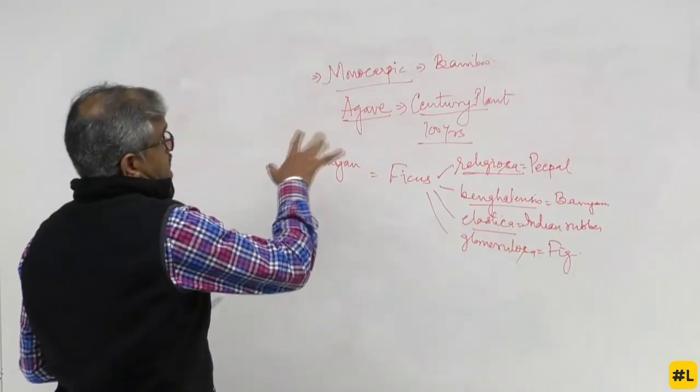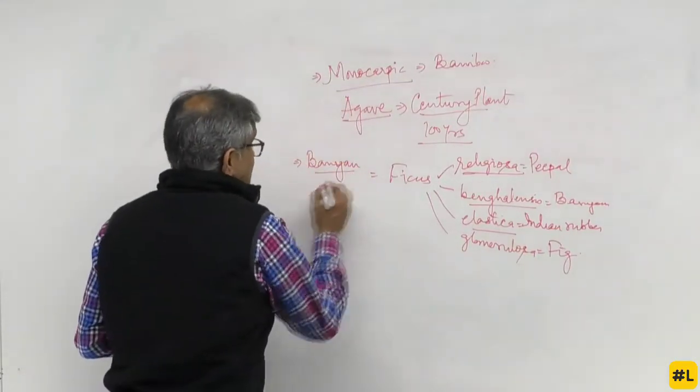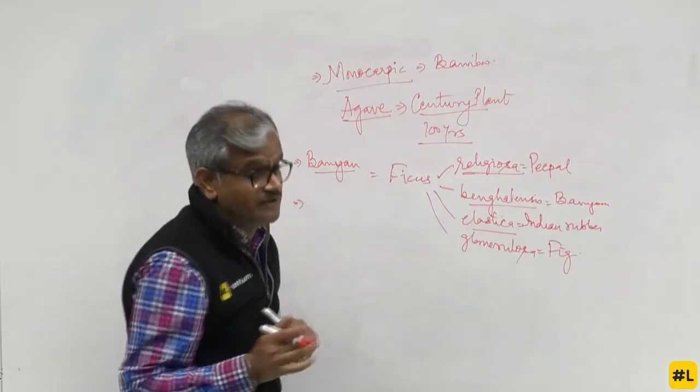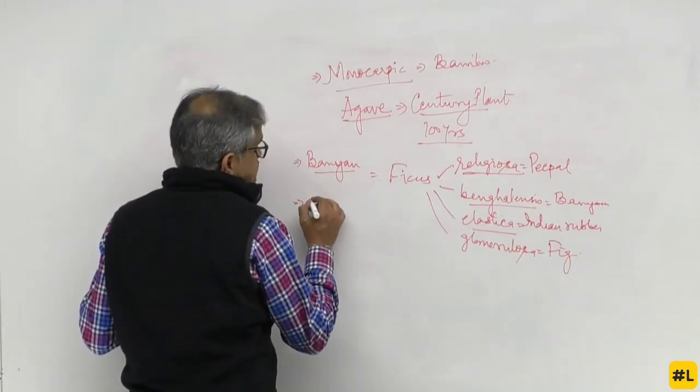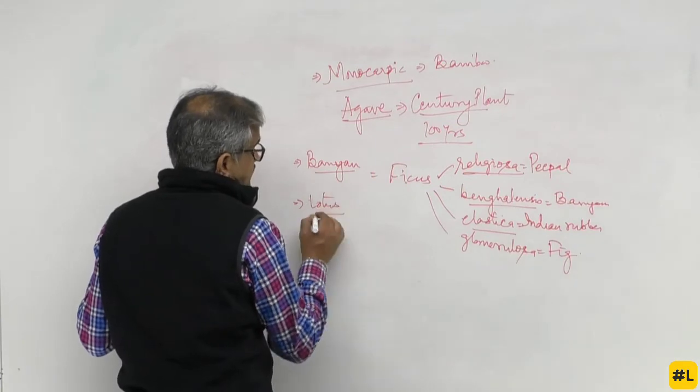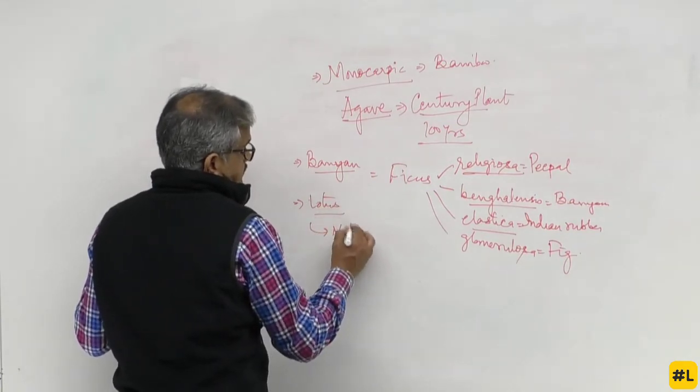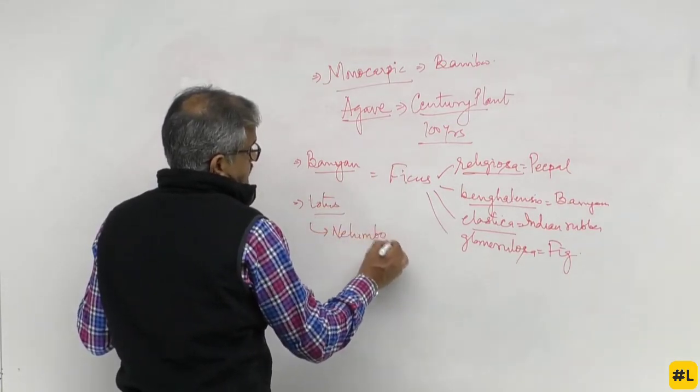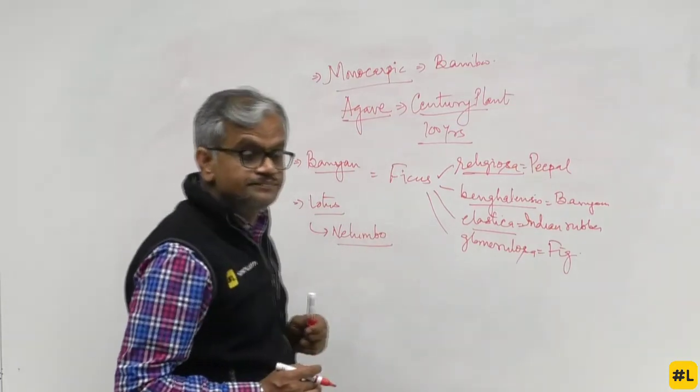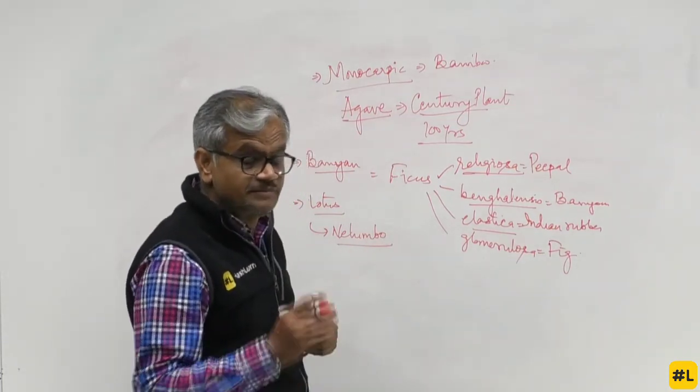Now, see, this is the single thing I told you about banyan. Same way, when I say national flower, people say, sir, it is lotus. It's not rose, okay? Scientific name is Nelumbo.